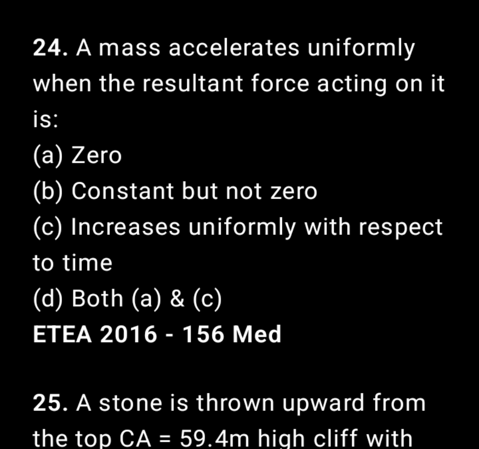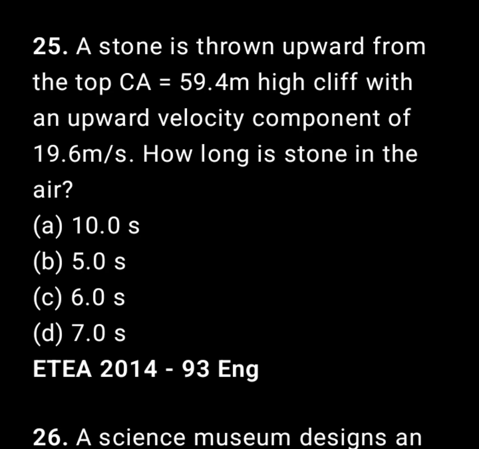ETA 2016-156 Med. 25. A stone is thrown upward from the top of a 59.4 meters high cliff with an upward velocity component of 19.6 meters per second. How long is the stone in the air? A. 10.0 s. B. 5.0 s. C. 6.0 s. D. 7.0 s.